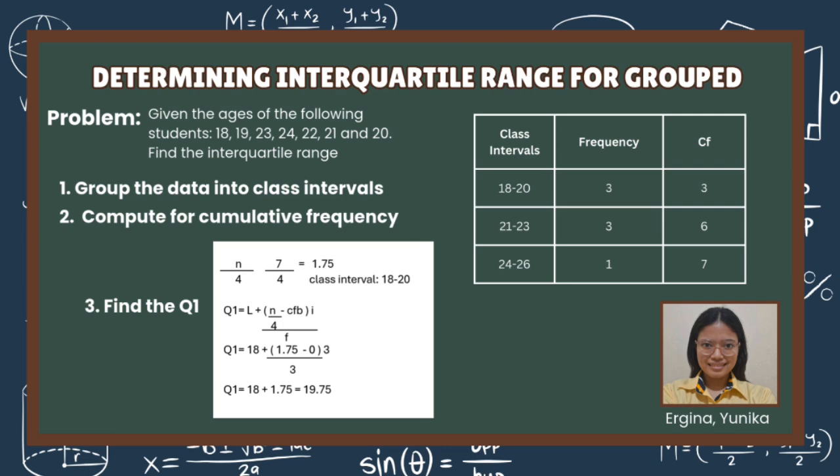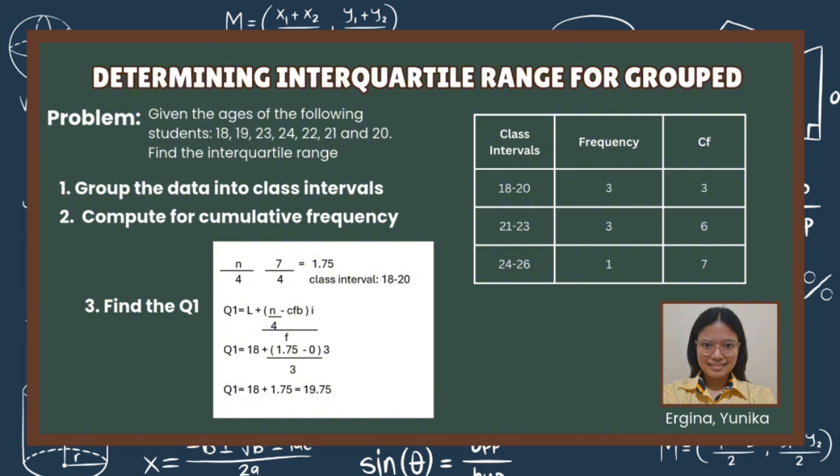First, we need to group the data into class intervals and compute the cumulative frequency. As you can see in the table, the class interval 18 to 20 has a frequency of 3 and cumulative frequency of 3. The next interval is 21 to 23 with a frequency of 3 and cumulative frequency of 6. Last is 24 to 26 with a frequency of 1 and cumulative frequency of 7.